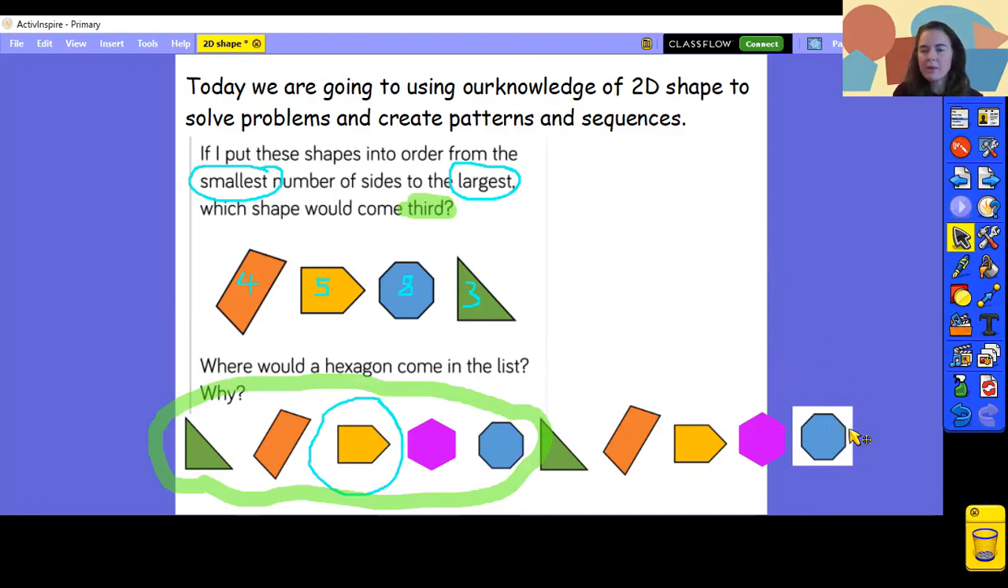Fantastic. So then what would come next? If I'm repeating the pattern again, well done, it would be another triangle, wouldn't it? And then it would be our parallelogram and so on. So the pattern would repeat. Brilliant.